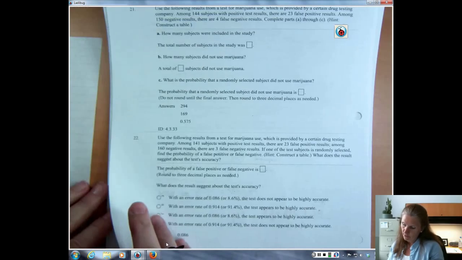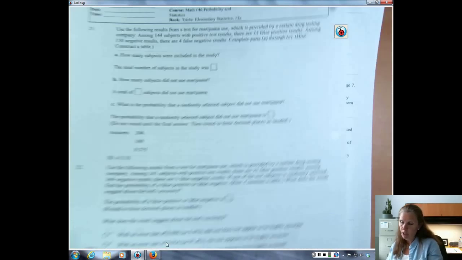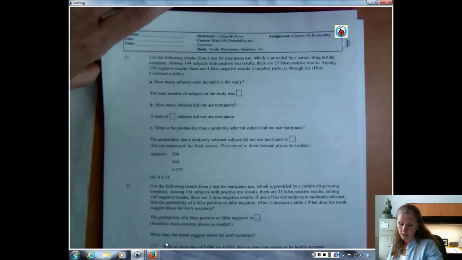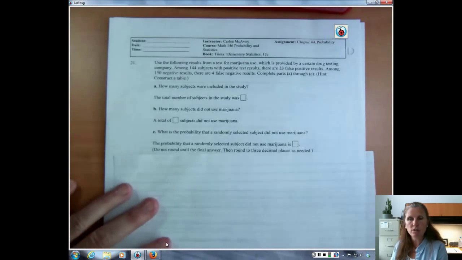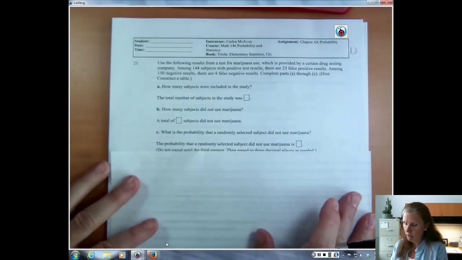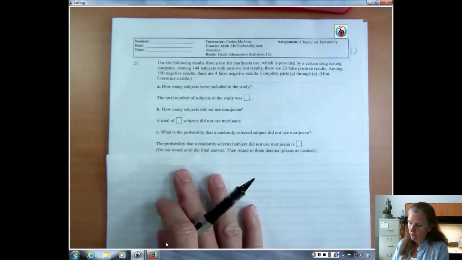Okay, that was 20. Yay, we're almost done. 21. I think this probability is kind of fun, but I will say that people find the probability section challenging. Hopefully you're not, because I've explained it so perfectly that it's easy for you.